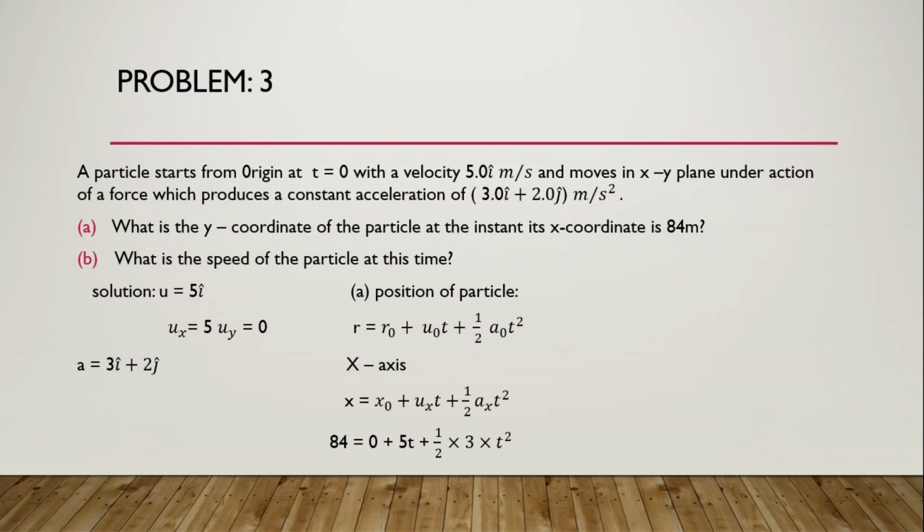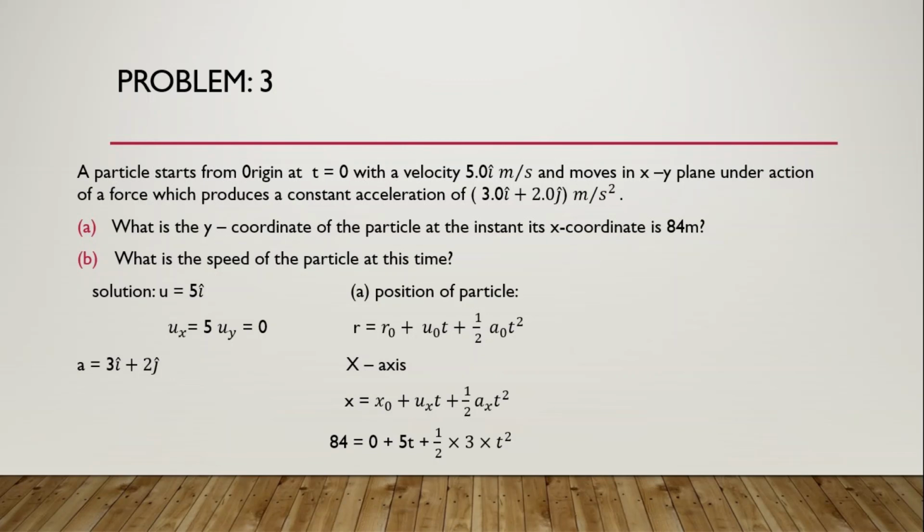So x is equal to, in place of r, x is equal to x naught plus ux into t plus half ax into t square. So the x value is 84, x naught, the initial displacement, will be 0, plus ux, which is 5, into t, plus half into ax. The acceleration along the x component is 3 i cap, right? And along the y component it is 2 j cap. So ax will be 3, into t square, right?